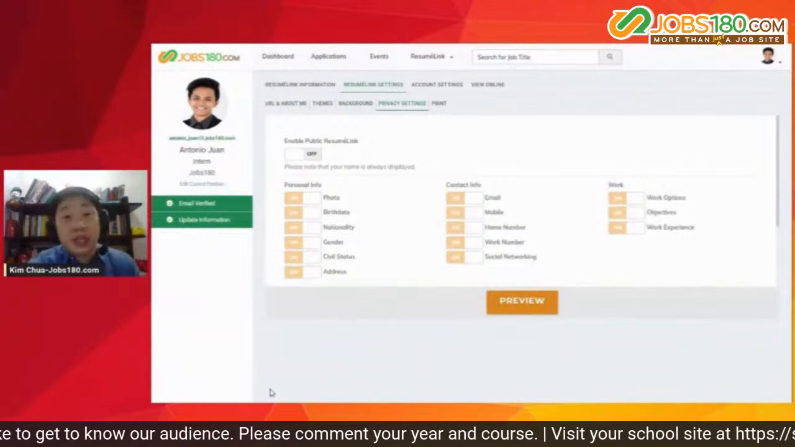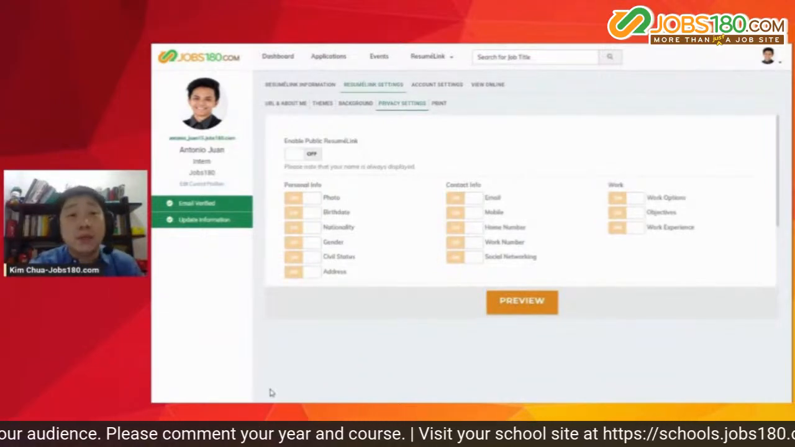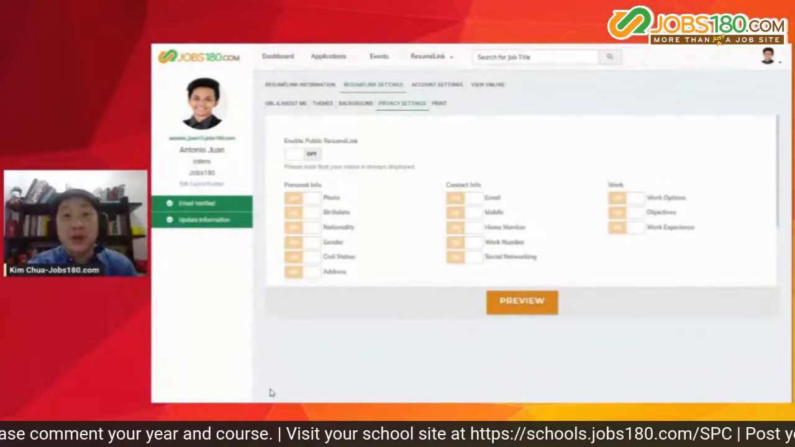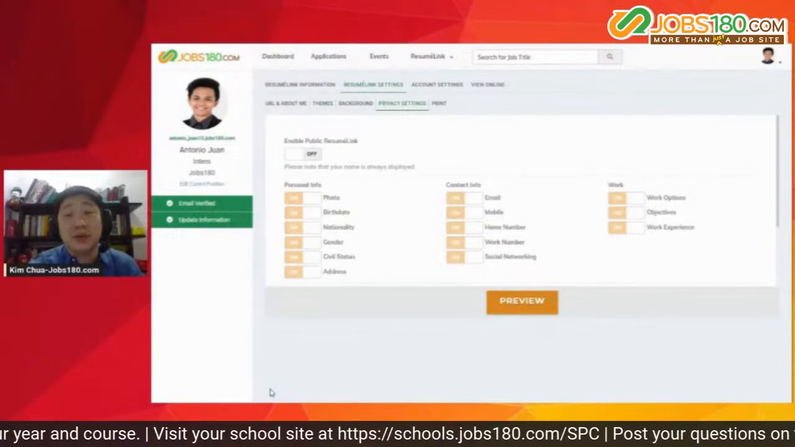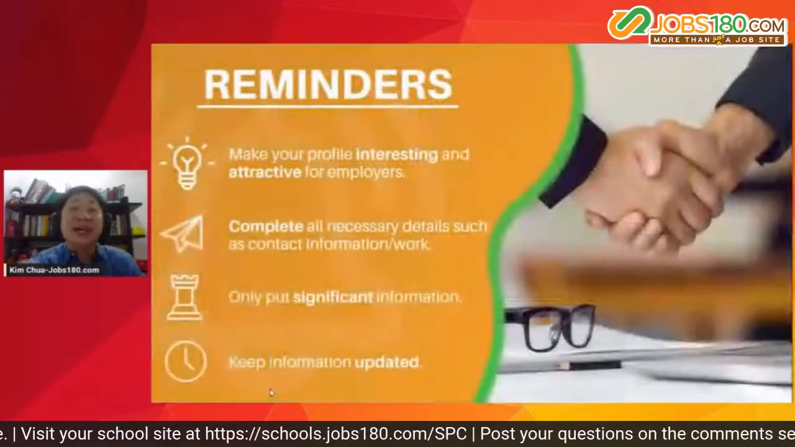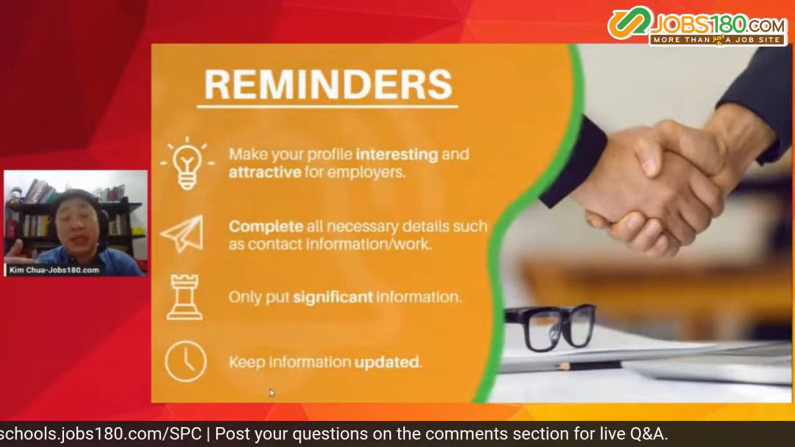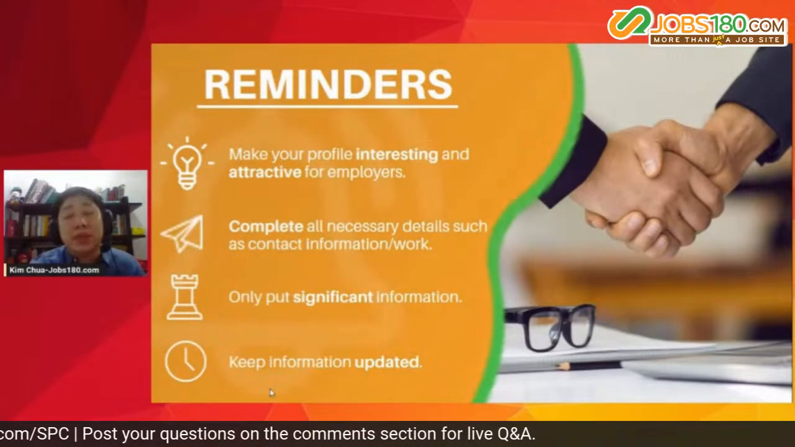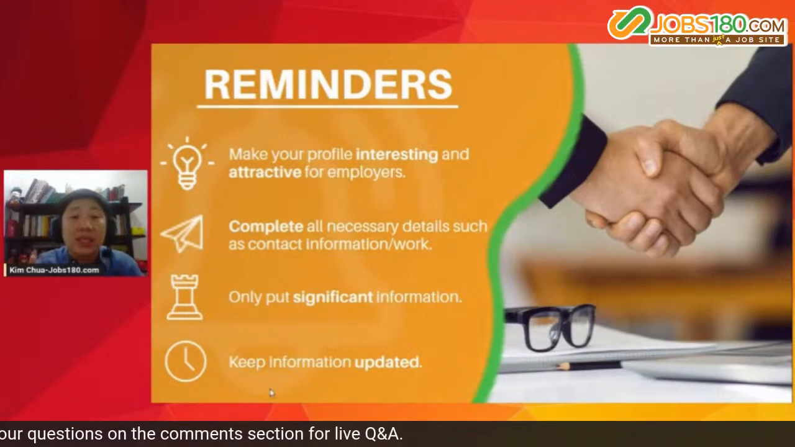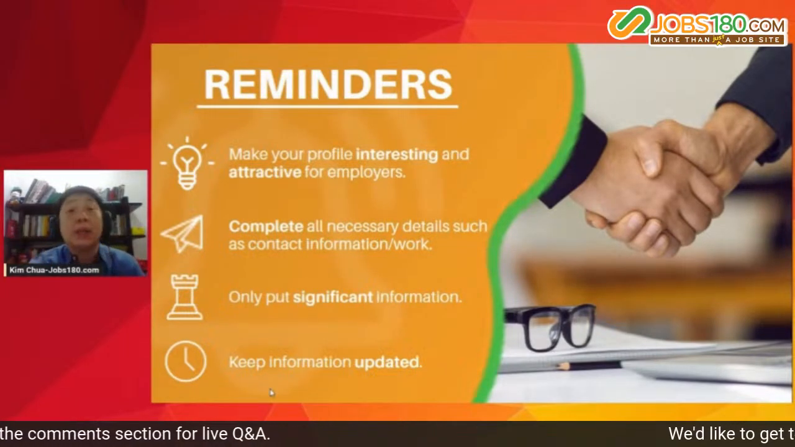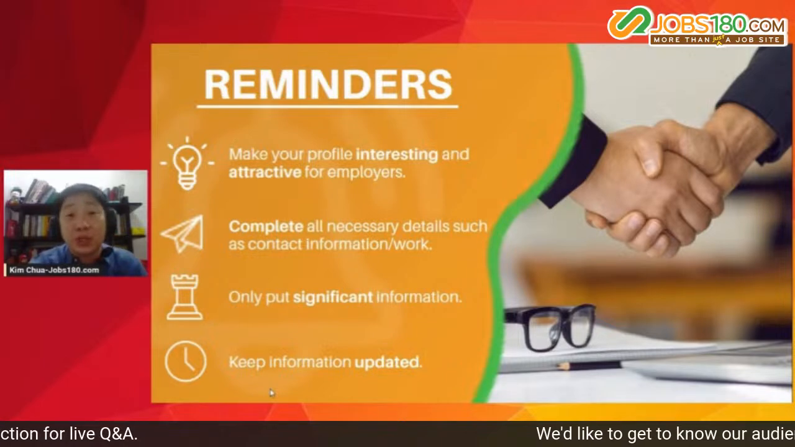If you want to turn off everything, then okay lang, you can just turn off the button. Enable public resume link, off. Wala nang lalabas sa public, kahit na anong information. Okay? So, yan ang re-remind ko sa inyo. The second step is for you to complete the information, and in doing so, please make sure that your profile is interesting, di ba? Yung information mo kompleto at updated ang details nyo para mabilis kayo makontak ng mga HR.